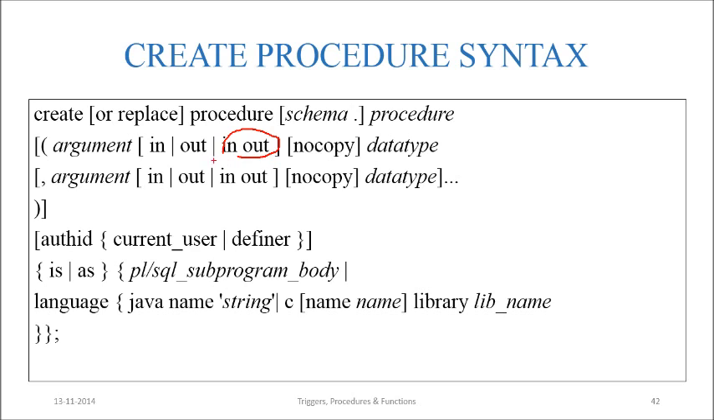In the create procedure syntax, the authid clause refers to the type of authentication, that is definer rights or invoker rights. Here definer rights is the default and the invoker rights need to be mentioned. The nocopy option used here tells Oracle to pass the variable back to the user as quickly as possible.